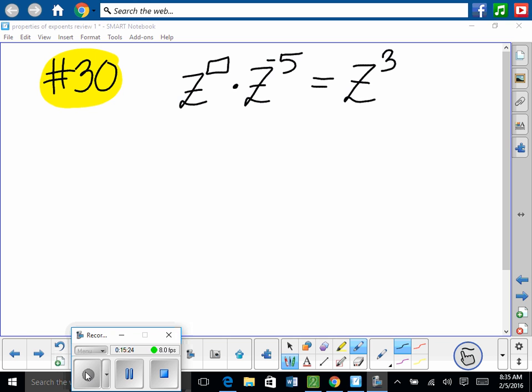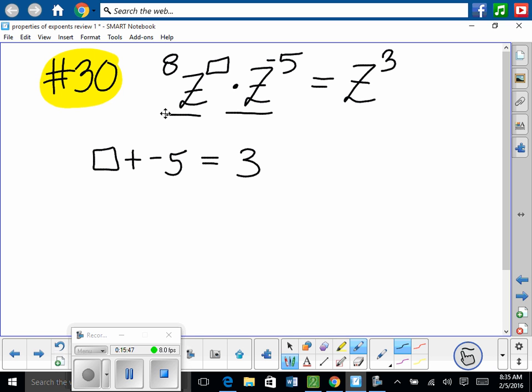Well, you have to ask yourself, what am I doing? When you multiply the same base, don't you add your exponents? So how could we get this to be 3? What number would that have to be? 8, right? Because 8 plus negative 5 is 3. Now let's say you couldn't see that right off the bat. You could set up a statement, so you could say, okay, so square plus negative 5 has to equal 3. Right? Isn't that the statement we're looking for?